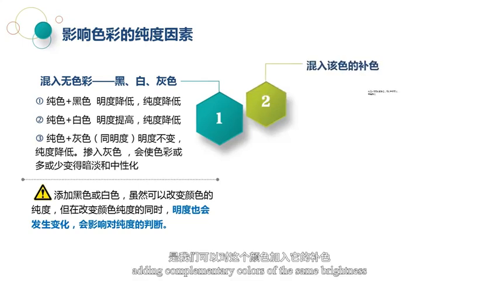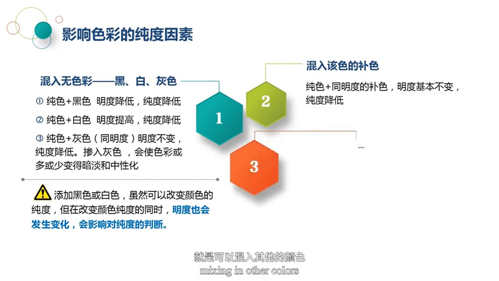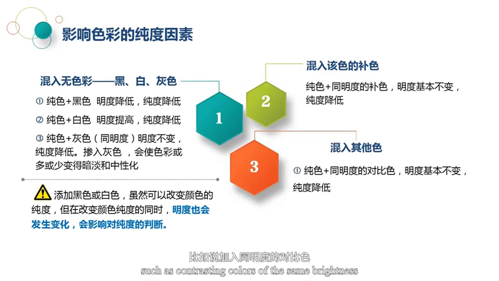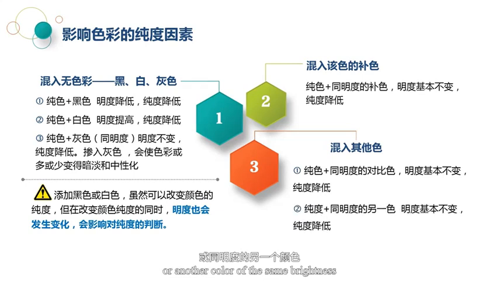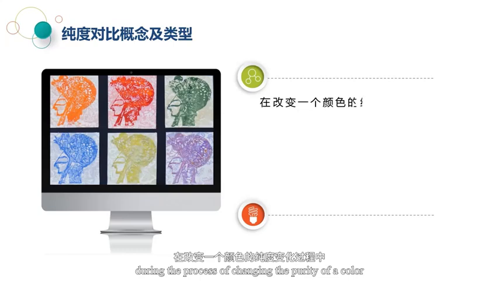Secondly, adding complementary colors of the same brightness to the color can maintain its brightness, while gradually reducing its purity. Thirdly, mixing in other colors, such as contrasting colors of the same brightness or another color of the same brightness, can change its purity while maintaining its brightness.